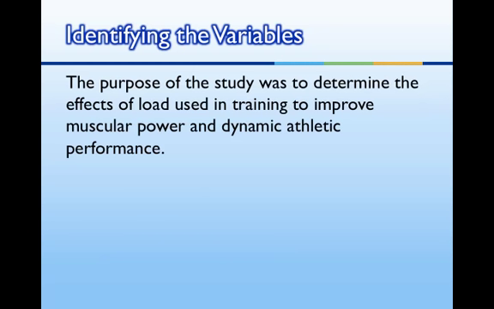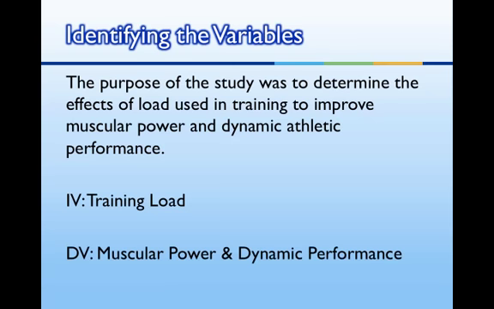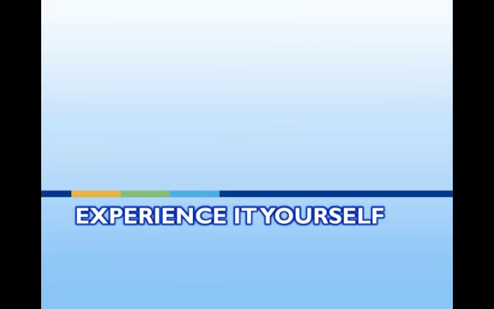In this last example here, the purpose of the study was to determine the effects of load used in training to improve muscular power and dynamic athletic performance. The independent variable will be the load used during training. The dependent variable will be muscular power and dynamic athletic performance.